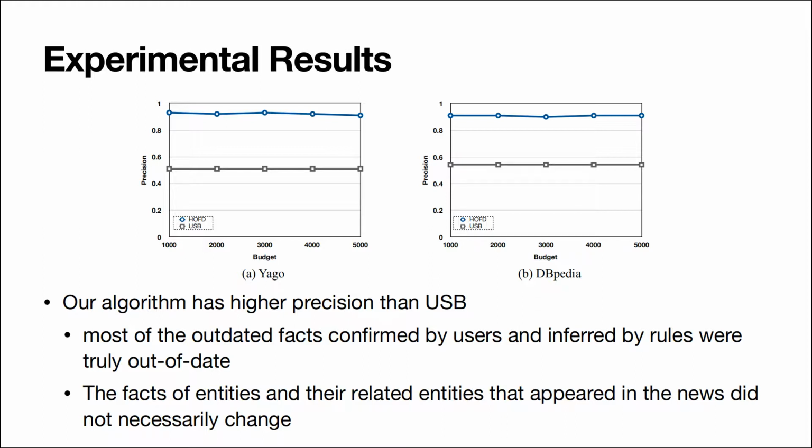The first two figures show that the precision of our algorithm in two datasets was higher than 0.9, which means that most of the outdated facts confirmed by users and inferred by rules were truly out of date. The precision of USB didn't exceed 0.6 since the facts of entities that appeared in the news and their linked entities didn't necessarily change.